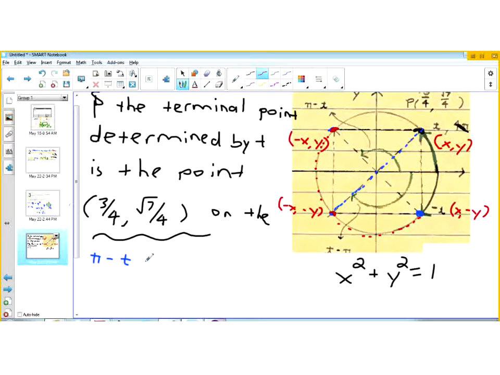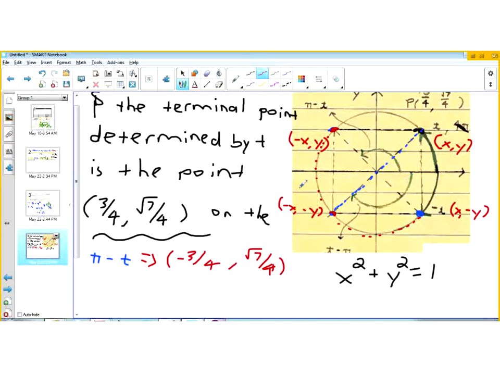So all we have to do then, this implies that the terminal point would be the negative of x, which is negative 3/4, and then y stays the same. So this would be the coordinates of the terminal point for pi minus t. And all we did was we made use of symmetry.